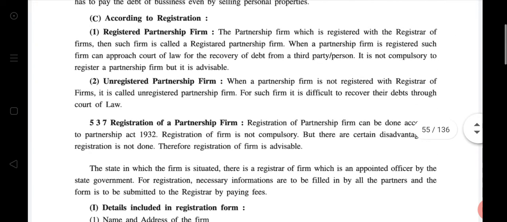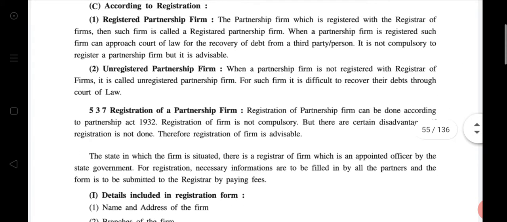Then according to registration: registered partnership firm. A partnership firm which is registered with the registrar of firms is called a registered partnership firm. Such a registered firm can approach a court of law for recovery of debt from a third person. It is not compulsory to register a partnership firm, but it is advisable. Please underline. It is a question for the MCQ or 1 mark.